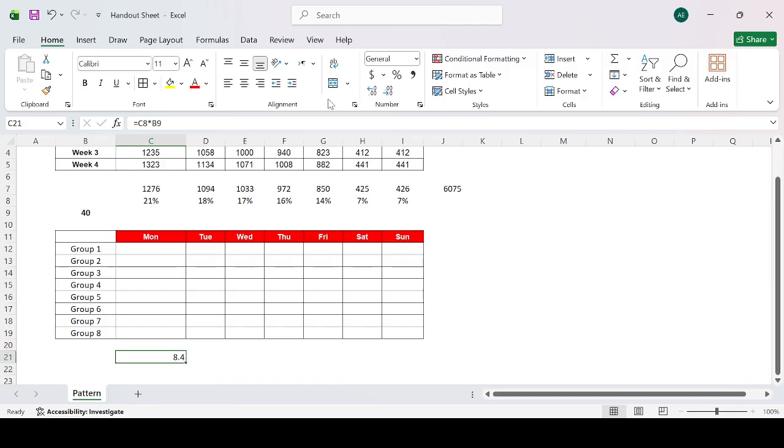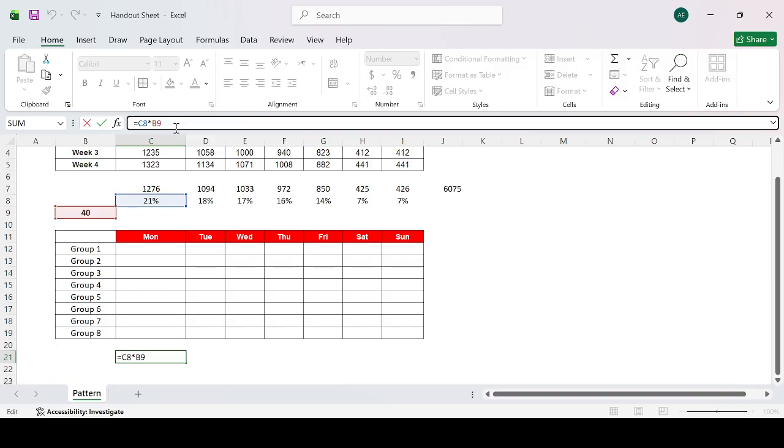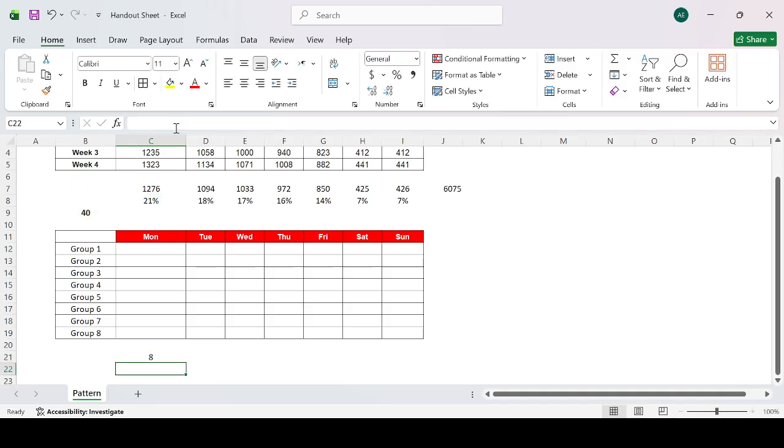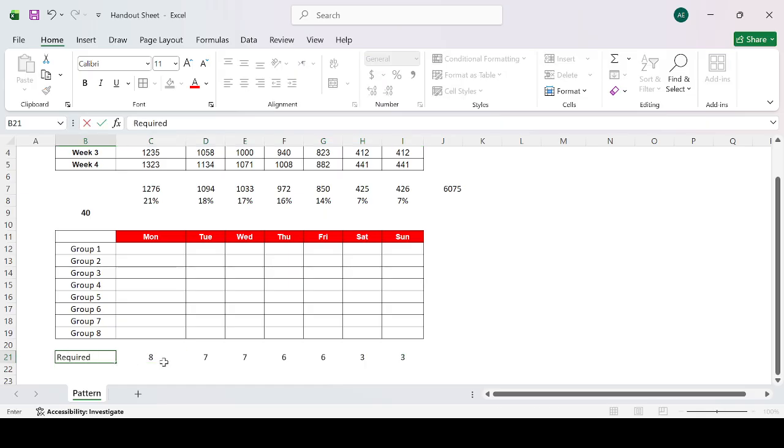Right now, we need around 8 shifts on Monday. And of course, we need to fix the number. We did not. So let's fix the number 40 by pressing F4. So now we have here 8. And let's drag the formula. Now what we have here is the required working shifts for each day. Monday, we need 8 groups or 8 shifts. Tuesday, we need 7. Wednesday, 7, and so on.